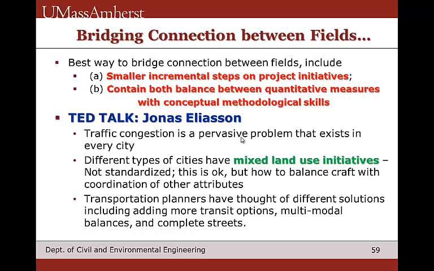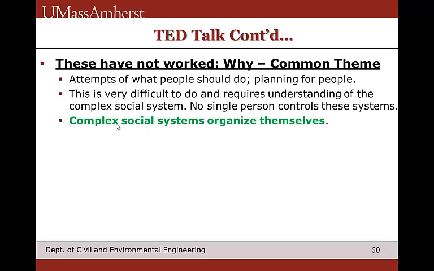Transportation planners have thought of different solutions and they include adding more transit options or multimodal balances or complete streets, or increasing capacity of a bridge by adding more lanes, or by increasing the capacity at an intersection by adding a turning lane, which is fine, but that's not really looking at the larger picture. And what I mean by the larger picture is, who are your customers? So it's like we're in the business field, right? We're marketing for customers, right? Our customers are people, so we need to study people.